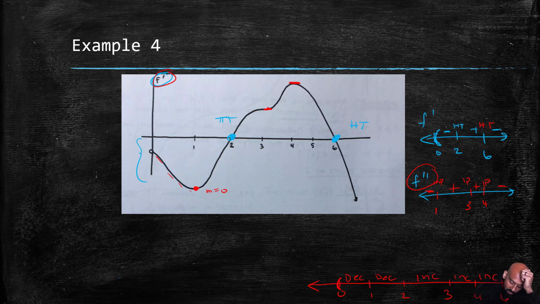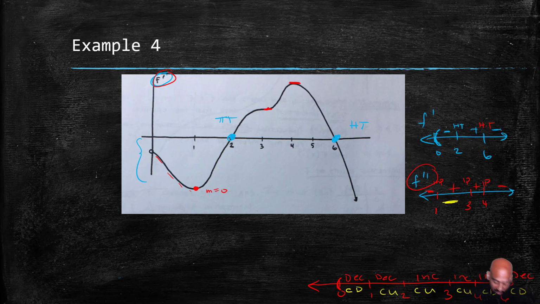To the left of 1, it's negative. This negative lets me know that it is going to be concave down. All right? In between 1 and 3, that thing is going to be concave up. In between 3 and 4, it is also concave up. And in between 4 and 6, well, that's just 4 and everything. It's all going to be concave down for the rest of the problem.